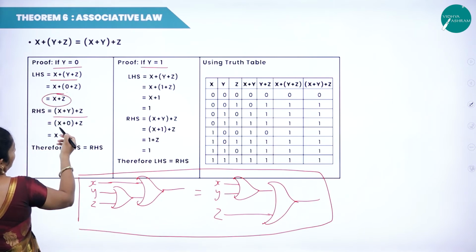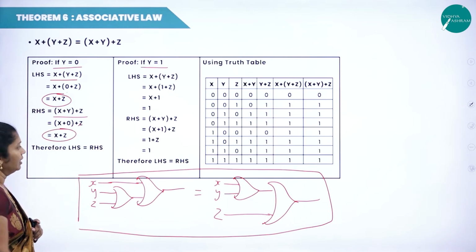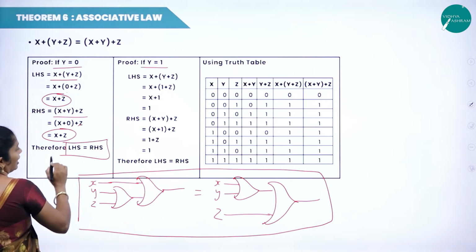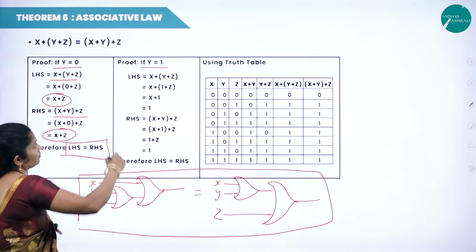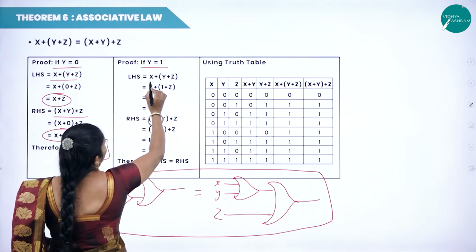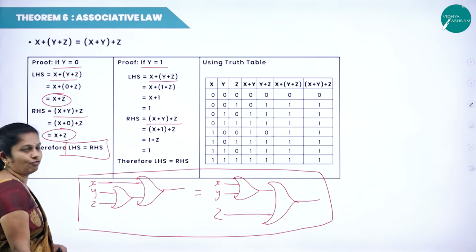If I consider here 0 plus x, that is nothing but once again x plus z, that is, the final answer is x plus z. Therefore, the left hand side value is equal to the right hand side value. Next, when I substitute y equals 1, then this is the left hand side value and this is the right hand side value.